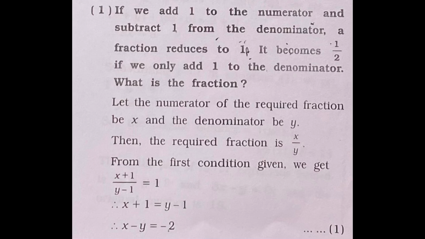Now in the first condition it is given that if we add 1 to numerator and subtract 1 from denominator, fraction reduces to 1. So let us add 1 to numerator and subtract 1 from denominator. You will get x plus 1 upon y minus 1. By doing so, the fraction is becoming 1. So we get x plus 1 upon y minus 1 is equal to 1. That is x plus 1 is equal to y minus 1. So we get x minus y is equal to minus 2. Call it equation number 1.